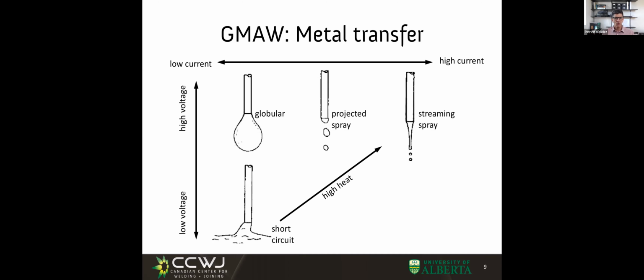Okay, so I want to ask a question. Why do you think that short circuit is associated with low voltage?